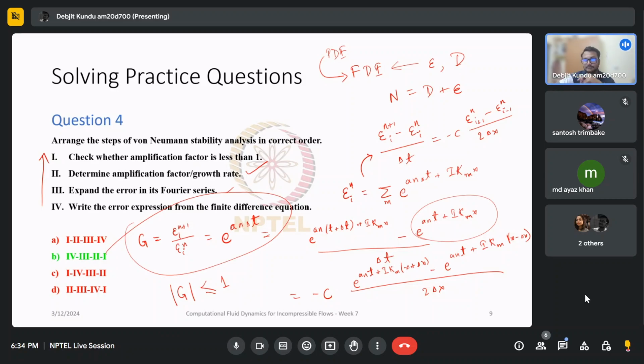We have to write the error expression first, then expand the error terms in their Fourier series, then we take only one term. We won't do this for all values of m. For any given value of m, any arbitrary value, we will just keep m as n, that's it. Then we will find out what the amplification factor or the growth rate is. Then we will see under what conditions this value is less than 1. Sorry, this won't be less than or equal to 1, it has to be less than 1. Okay, any questions on this?